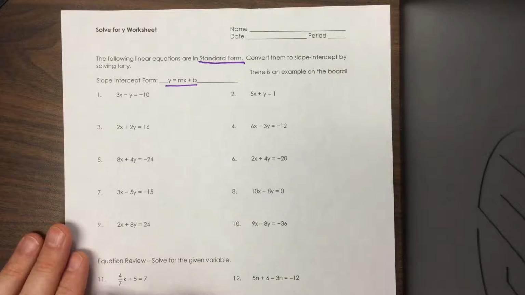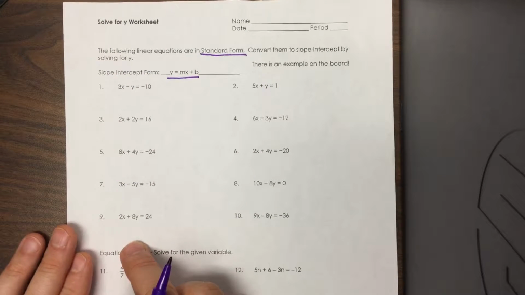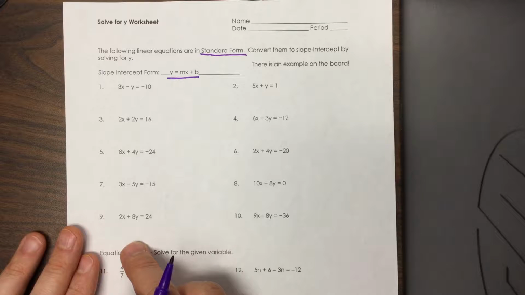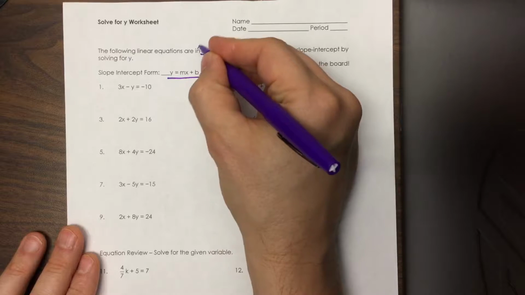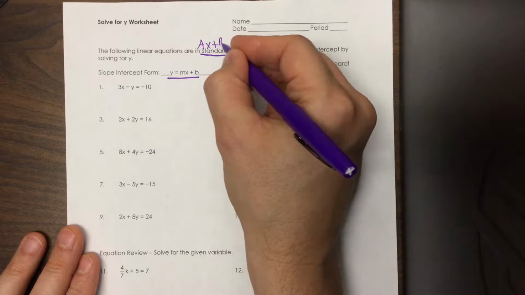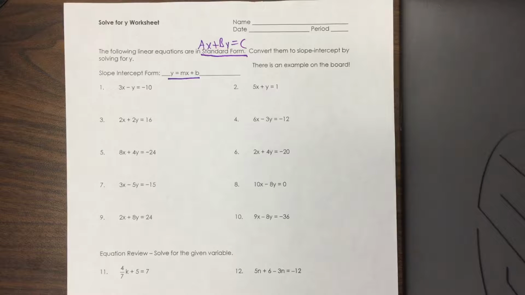All of these we're going to approach the same way. In fact, I'm going to solve several of them at the same time because I want you to see the similarities. Standard form is the form ax plus by equals c, and that's right on your formula chart. Let me show you where they are on the formula chart.